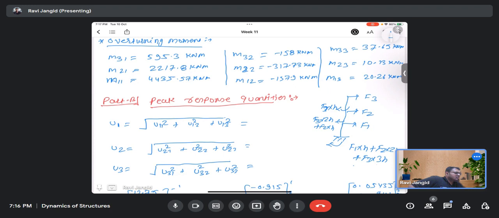One minute here. Okay. In each mode, we are calculating. That means if you add M11 plus M12 plus M13, that is like a base moment. Base moment would be this one. M11 is the base moment for the first mode. M12 is the base moment for the second mode. M13 is the base moment for the third mode. So the total base moment would be the sum of all three at the base.